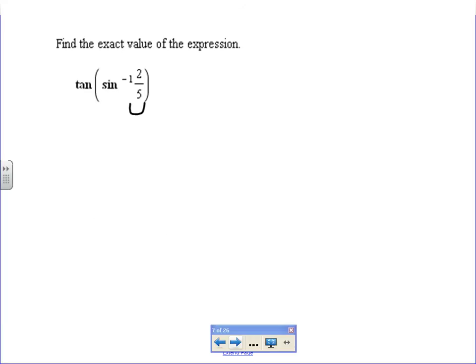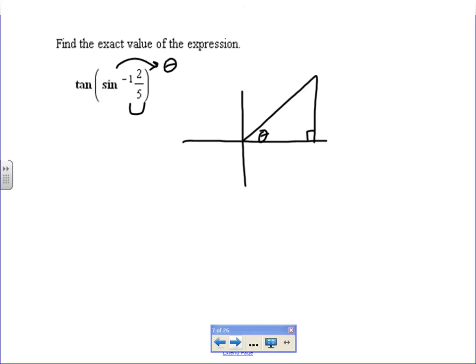Now, we've got that it's positive, and so that means it's going to be in the first quadrant. So we're going to draw a triangle in the first quadrant here. And what we're going to let this here be is an angle theta. And so that means the sine of some angle theta would be 2/5. So the sine of this angle is 2 over 5. And sine is opposite over hypotenuse. Now let's find the other leg. So I'd say 25 minus 4 here would be 21. And then the square root there would give me square root of 21.